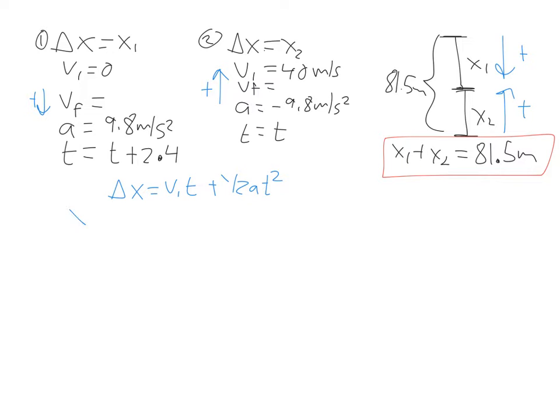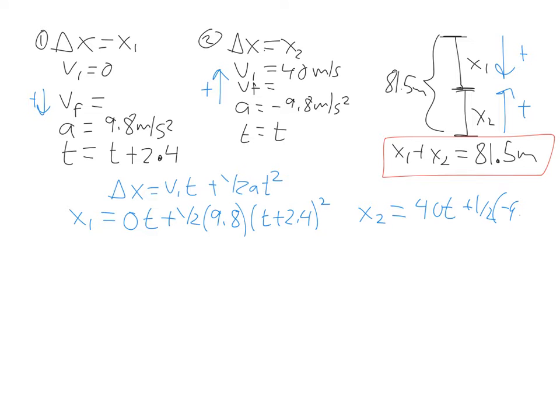And so what I end up getting for object 1 is that x1 is equal to 0t plus 1/2 times positive 9.8, since down is the positive direction, times t plus 2.4, that quantity squared. And for the second equation, x2 is going to be equal to 40t plus 1/2 times negative 9.8 times t squared. So I'm going to go ahead here and simplify both of these a little bit.